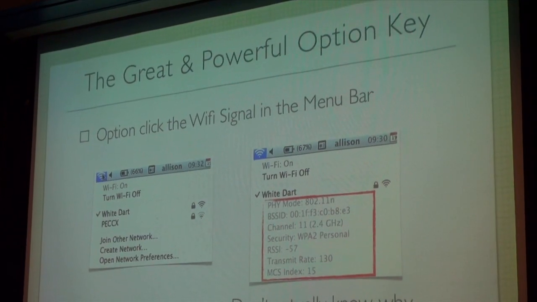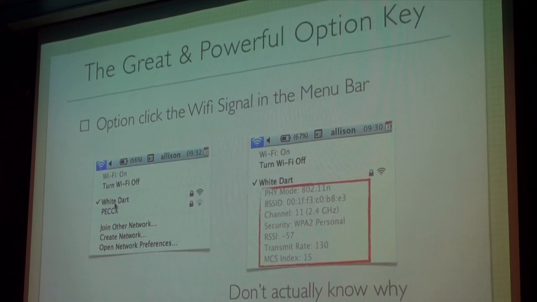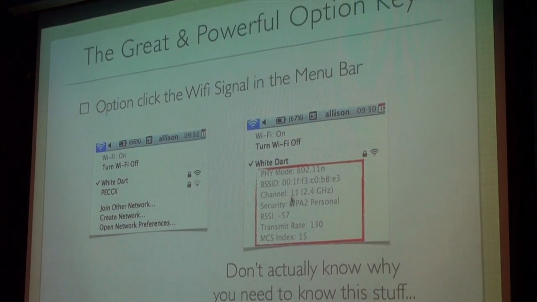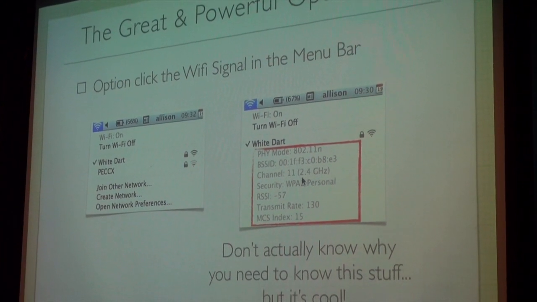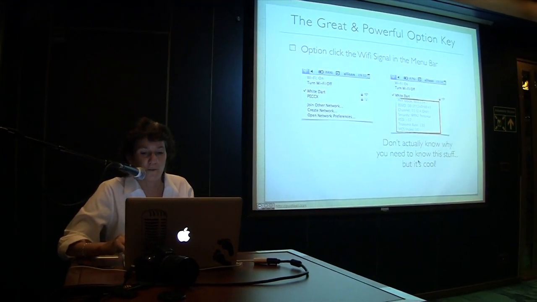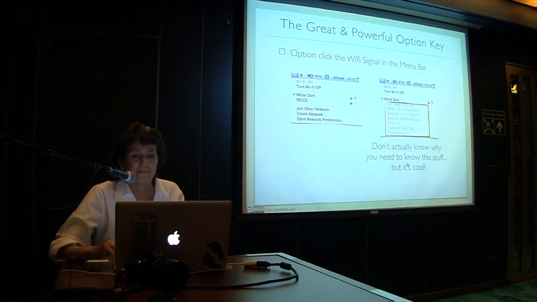For example, if you're looking at your Wi-Fi signal and you're looking for your Wi-Fi hotspot in your house, it'll look like this. But if you hold down the Option key, it's going to give you all this other glop about your router. I don't know what any of that means, but it looks cool, and I bet John F. Braun knows what it's for. So you can take a picture of that and send it to John when he's answering your question.